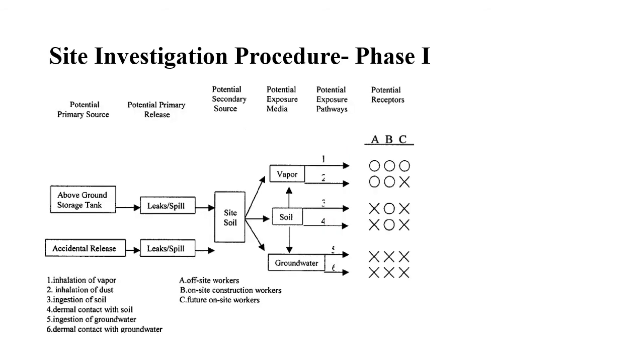Now this is a flow diagram, that is, a model. Instead of creating a model, you can create a flow diagram as well, which explains the same thing: the primary source, the primary release, the potential secondary source, the potential exposure media, the pathways, and the receptors. So either a conceptual model can be developed, or a flow diagram explaining the pathways and showing the receptors can be developed.